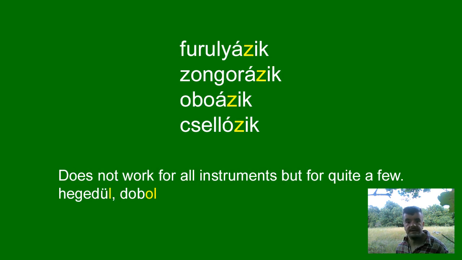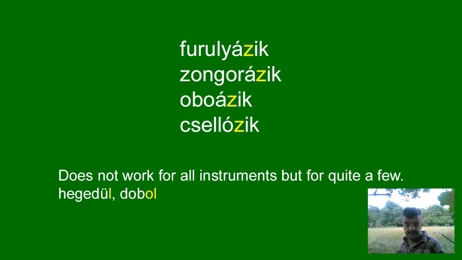You can say furulyázik, zongorázik, oboázik, cellózik. Here in the sentence I have to have the habit of doing something. And then I am going to take a sixth one, and then that will be enough.